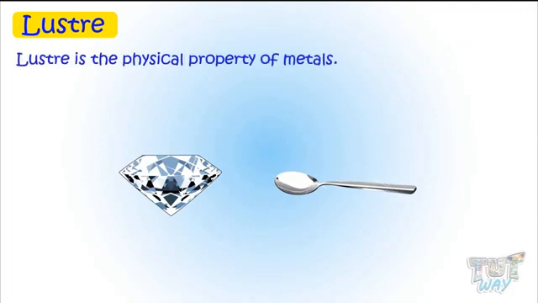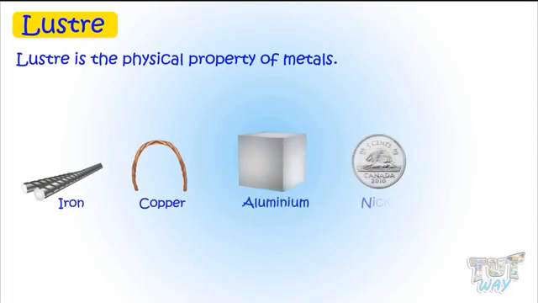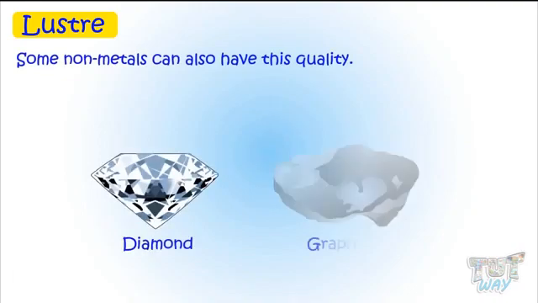Luster is a physical property of metals, mainly iron, copper, aluminum, nickel, and steel. But nonmetals can also have this quality, like diamond and graphite, which are nonmetals but highly lustrous. Now let's learn another property, that is malleability.